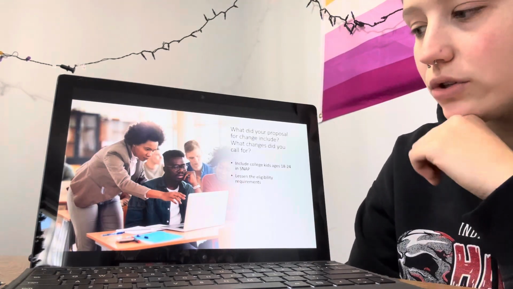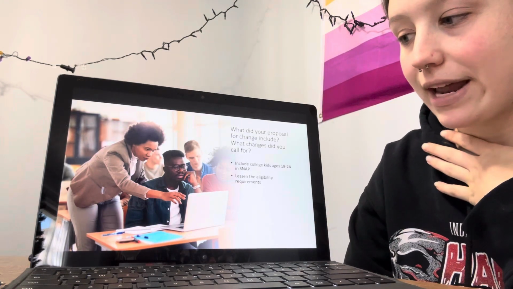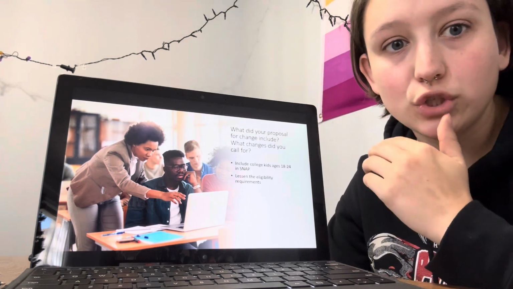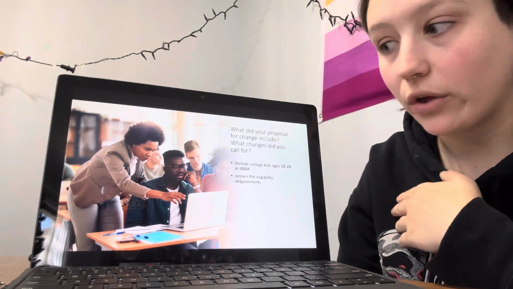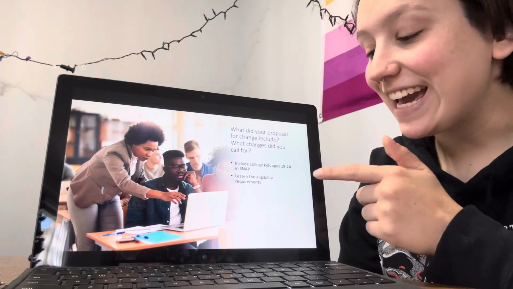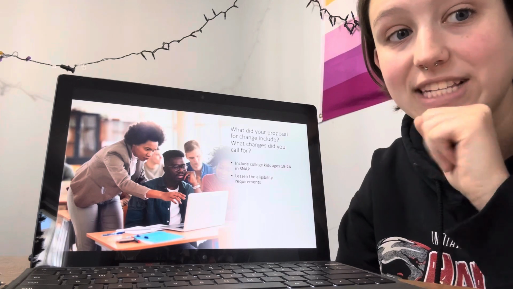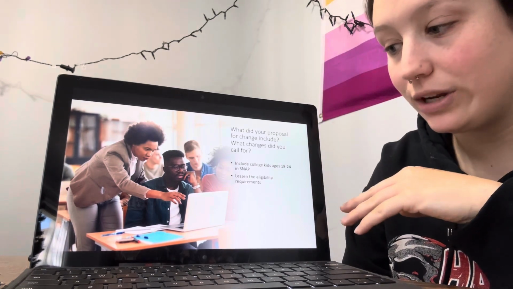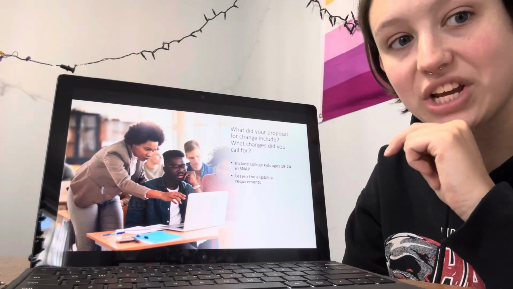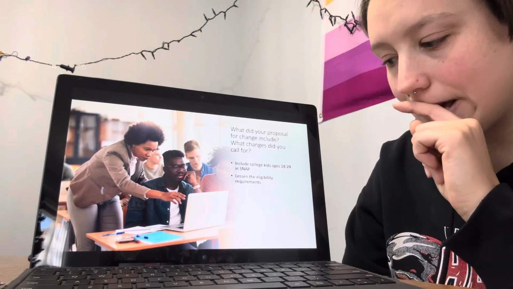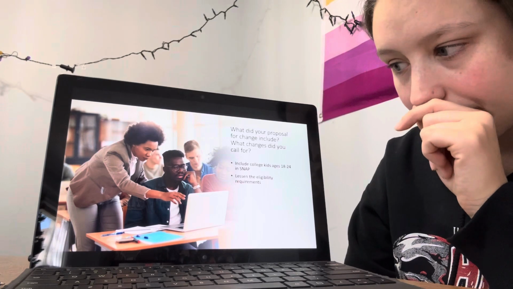And what was my proposal that I chose to do, and what did it call for? I chose to include college students age 18 to 24 in the SNAP program. No matter what their economic status is, they would be included if they are in college at least part-time and they are within the age range.